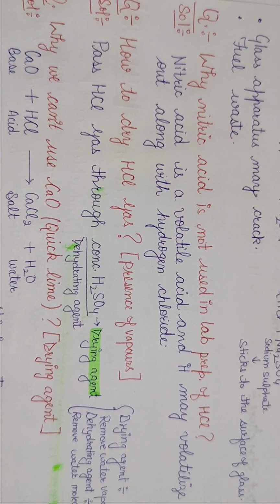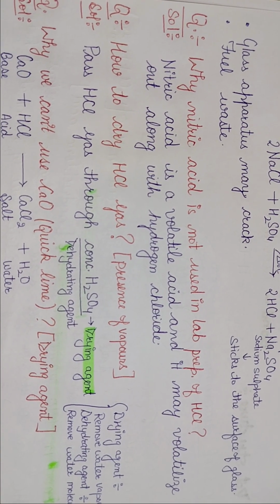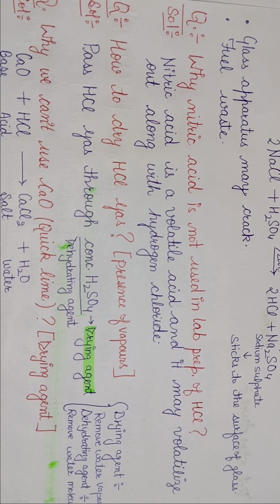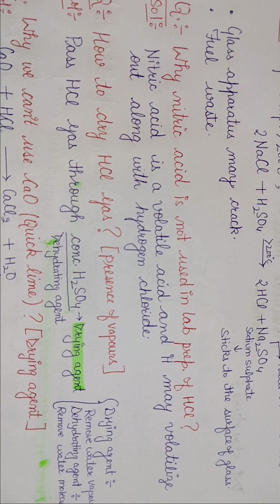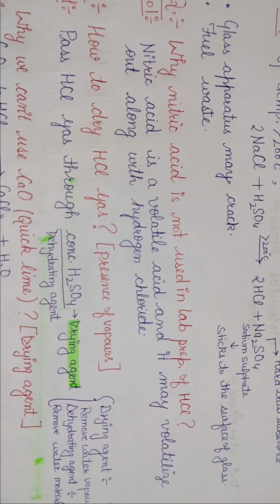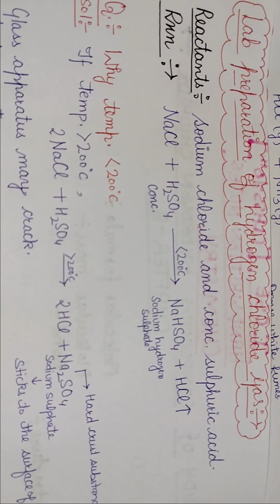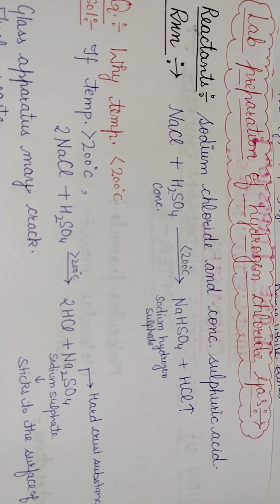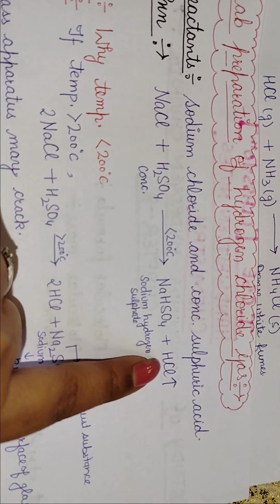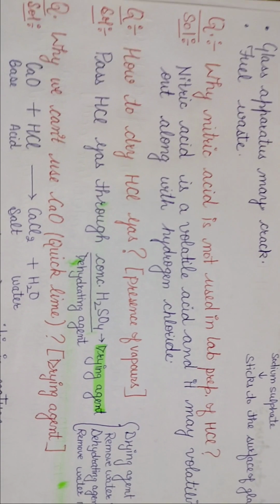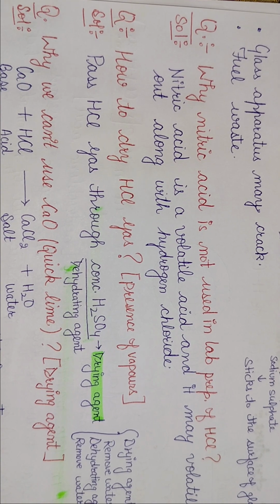Then how to dry HCl gas, because we all know that HCl contains some vapors. Then how can we dry this gas? So pass HCl gas through concentrated H2SO4. When we pass this gas through concentrated H2SO4, it will become dry. As you see, the reaction takes place in the presence of concentrated H2SO4, but when this HCl is produced, this HCl is again passed through H2SO4. And we have two types of agents: one is a dehydrating agent and the second one is a drying agent.